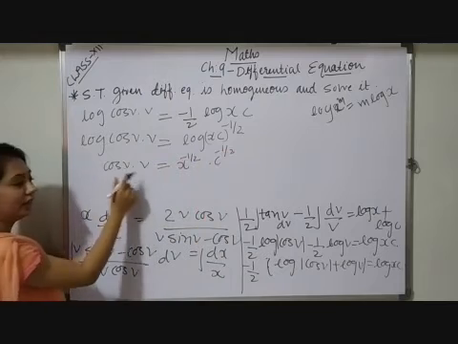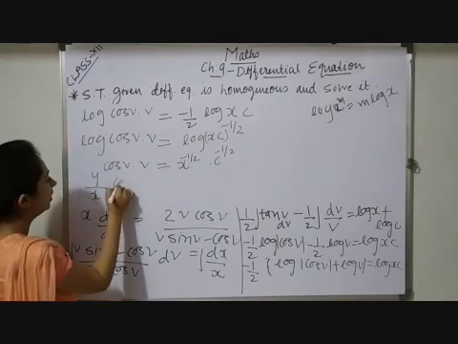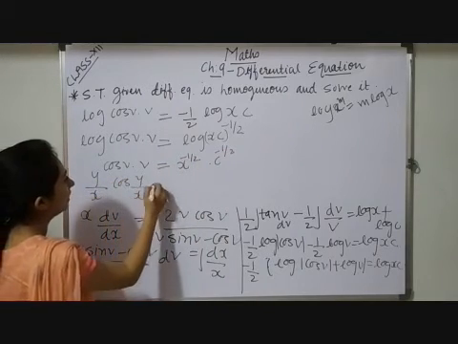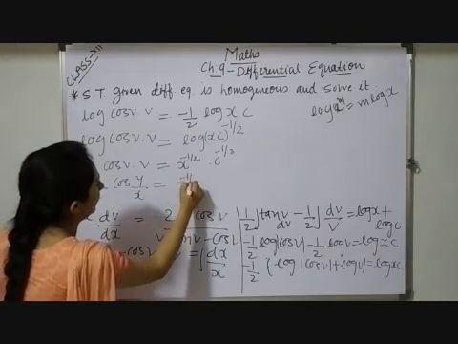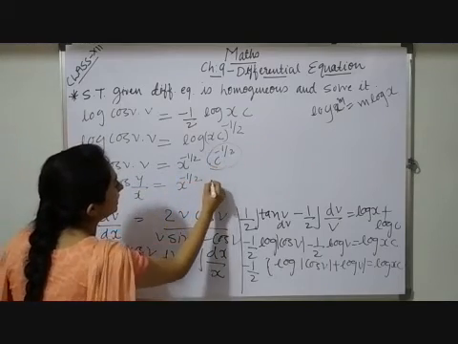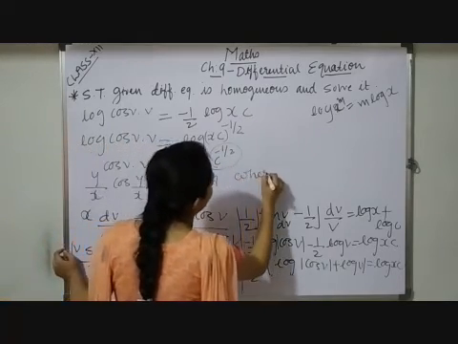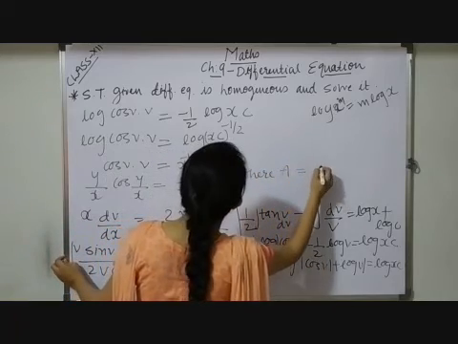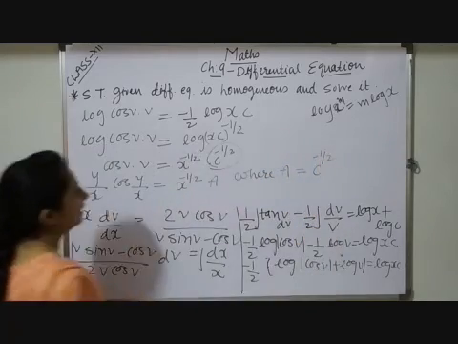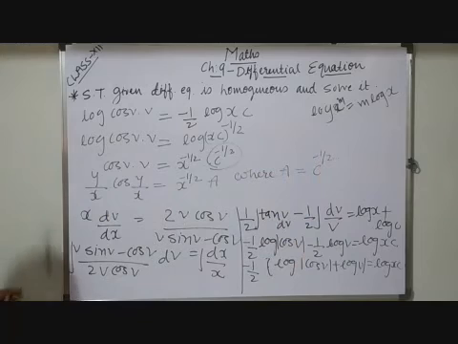Substitute the value of v here, so you get y upon x cos y upon x, which equals x to the power minus 1 by 2. In place of c to the power minus 1 by 2, assume a, where a is an arbitrary constant. So this is a solution.